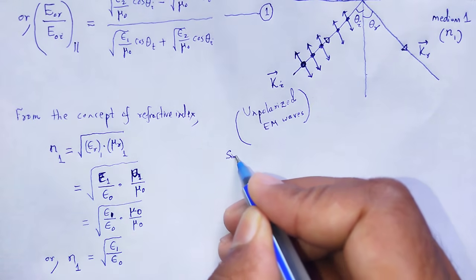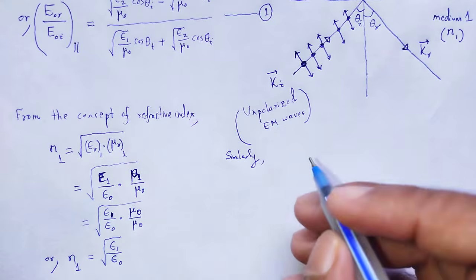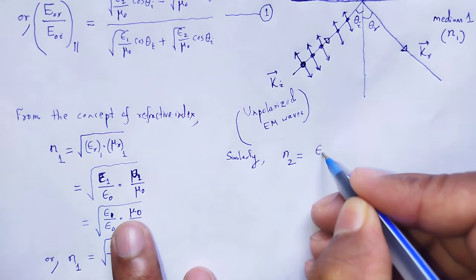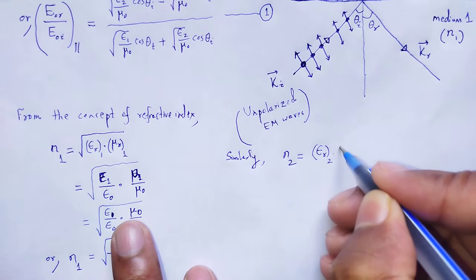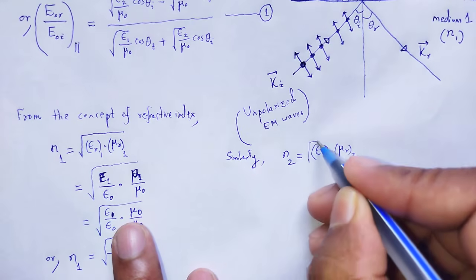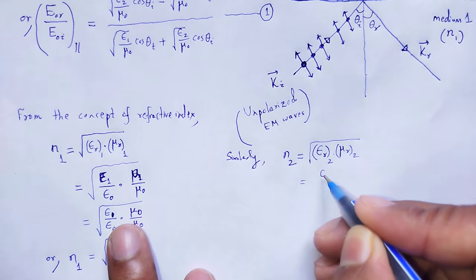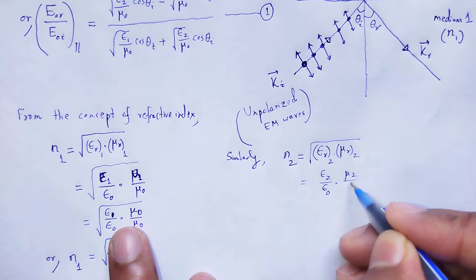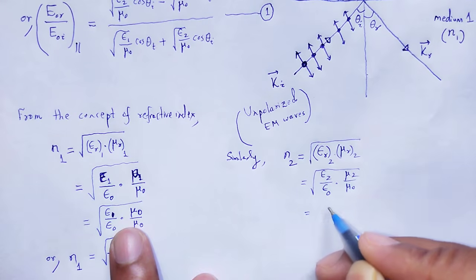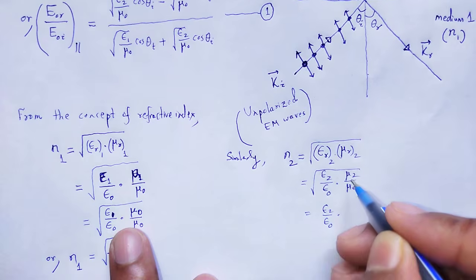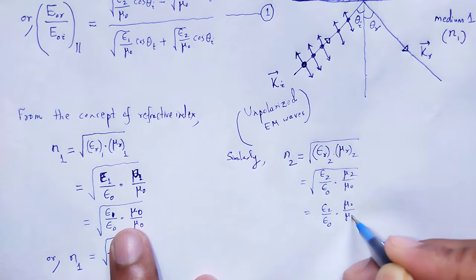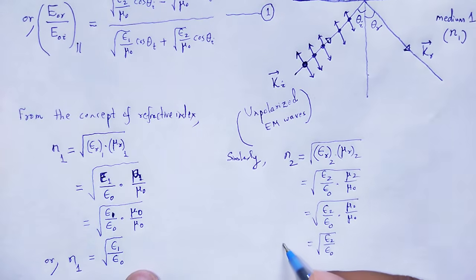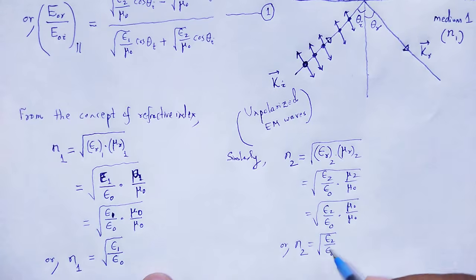Similarly, n2 is the relative permittivity of medium 2 times the relative permeability of medium 2 under root, that is epsilon 2 epsilon naught mu 2 mu naught. As mu 2 is equal to mu naught, divided by mu naught, we obtain epsilon 2 by epsilon naught under root, the refractive index in terms of permittivity.